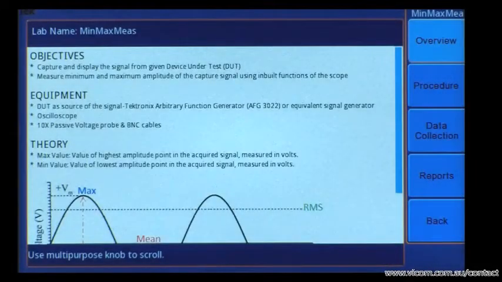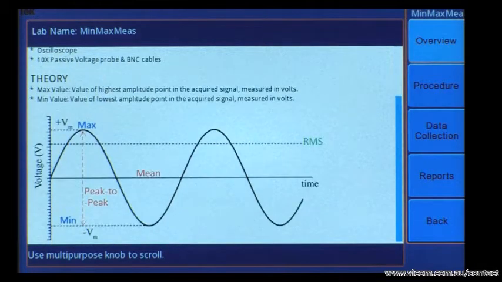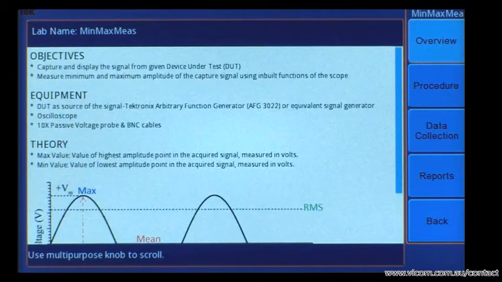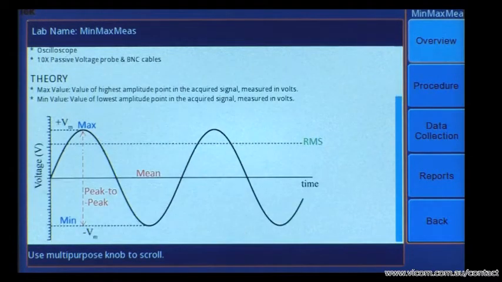Once a lab is selected, the menu on the right shows the options for reviewing and performing the lab. You choose an option by pressing the corresponding side bezel button, and you scroll through the information using the MultiPurpose Knob. The overview screen is used to provide basic information about lab objectives, theory, and equipment requirements.